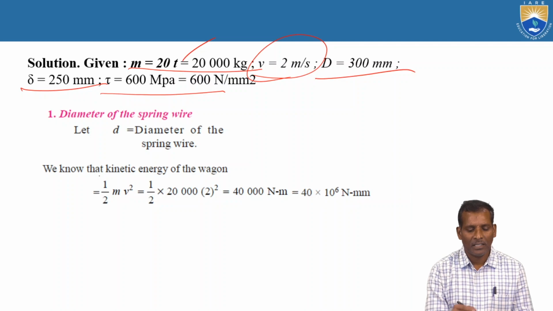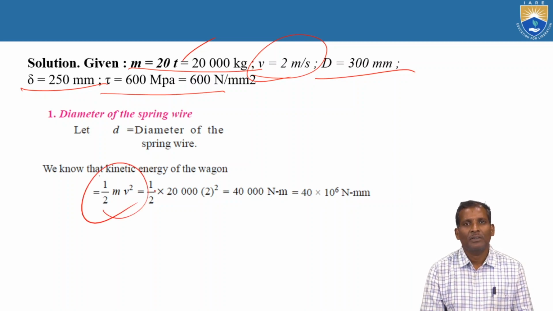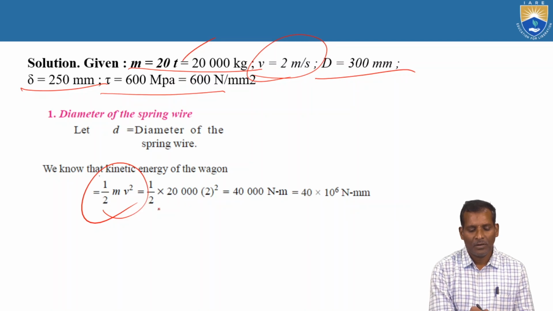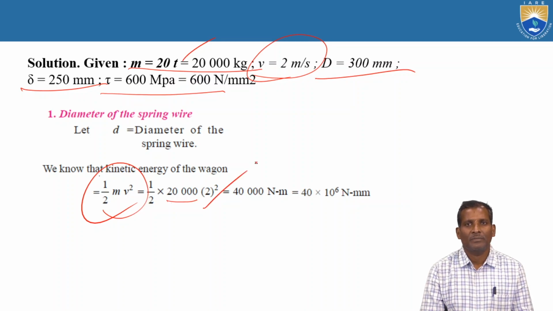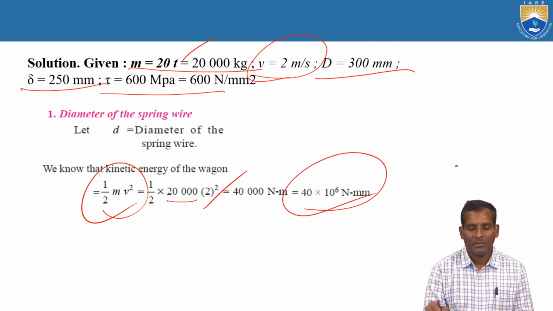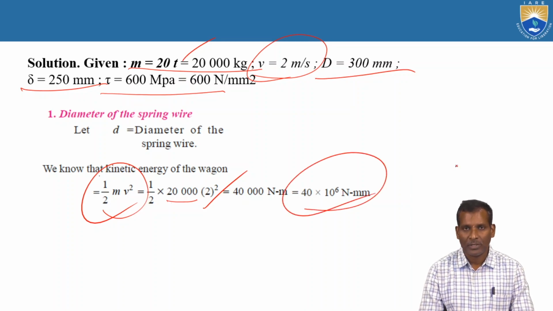So how do you calculate the kinetic energy of the rail wagon? Half m v square. Mass is available and velocity is also available. So the kinetic energy is half multiplied with mass 20,000 multiplied with velocity square. The velocity is 2 meters per second. So 40 into 10 to the power of 6 Newton mm is the kinetic energy of the wagon.